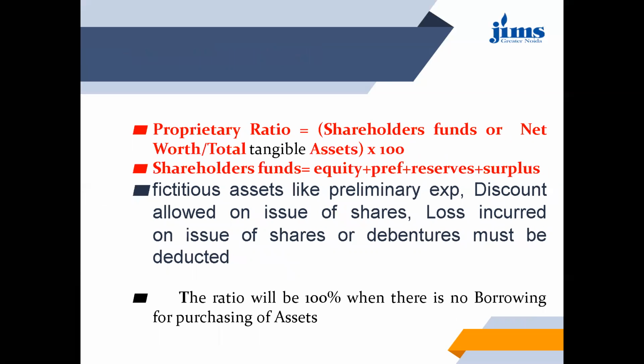So proprietary ratio formula is net worth of the company upon the tangible assets into 100. Now net worth means the equity share capital, preference share capital, reserves and surplus, that is the shareholders fund. Again, we'll deduct any kind of fictitious assets from the net worth. Now, we can get a 100% ratio if there is no borrowing for purchasing of assets.